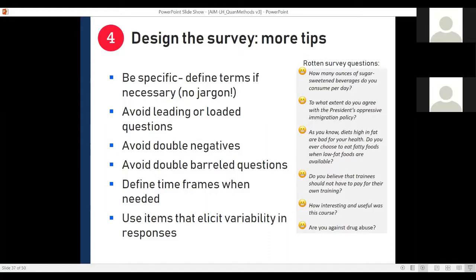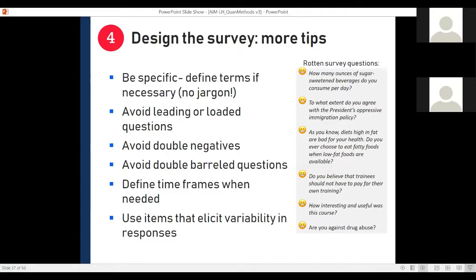And avoid leading, loaded questions, double negatives, double-barreled. You've heard these before, I'm sure. And really define those time frames. If you are asking somebody about a training that they completed, then you need to say that. Say, since the training that you completed on such and such a month or whatever, have you done X, Y, or Z? Or, was it in the past 2 years, have you done X, Y, or Z, or 2 weeks, 1 week, 1 day, whatever. Time frames are important.